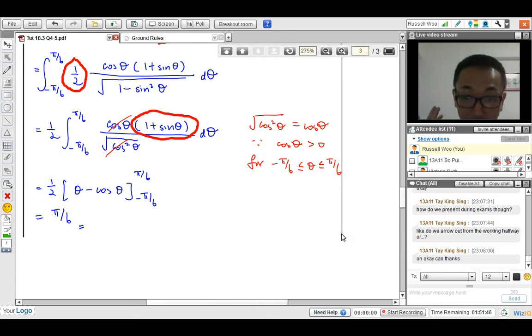Okay, we must be very sure ourselves that we can cancel this one. Because if it's a mod, we can't cancel. If it's a mod cosine theta and a cosine theta, we can't cancel numerator and denominator. We must be very sure that it is a cosine theta here, cosine theta here. Is that right? Okay, I'm going to move on.